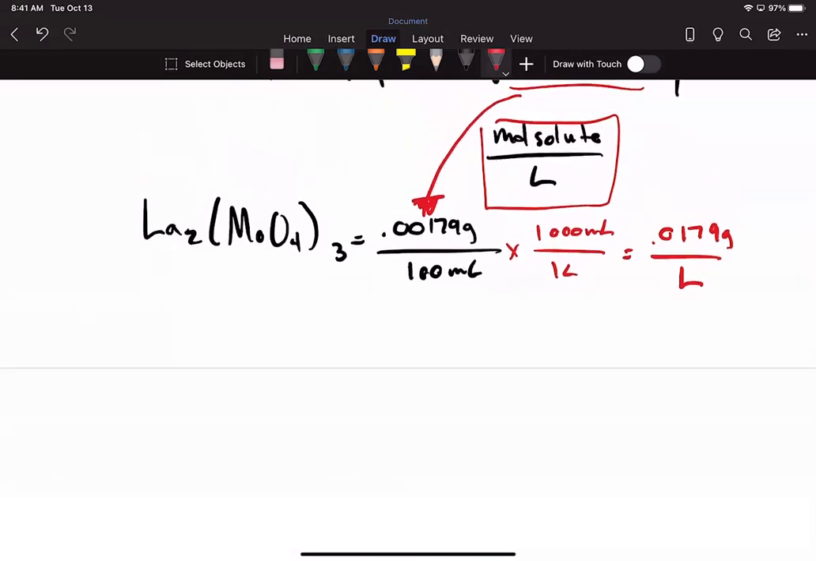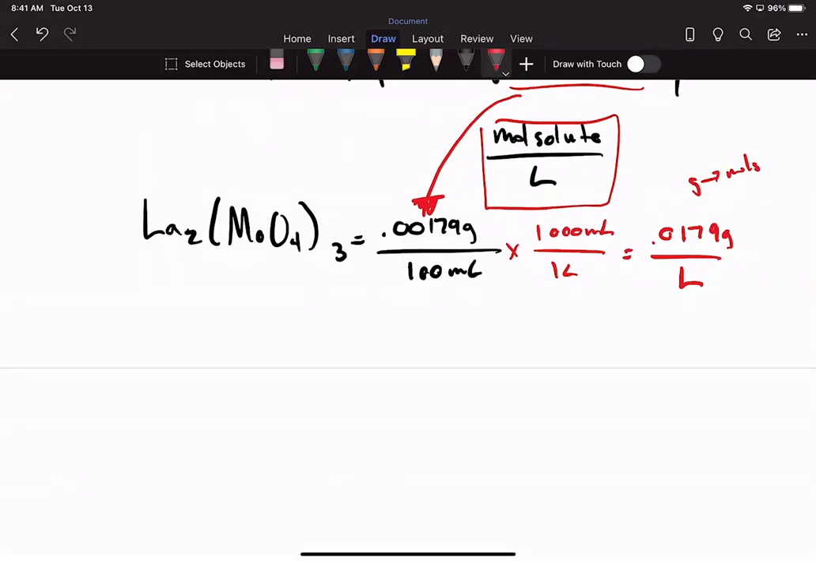Now we have to convert these grams into moles. And if you didn't already know that, yes, we have to go to the periodic table. So let's look all these values up. All right, there's a good periodic table.